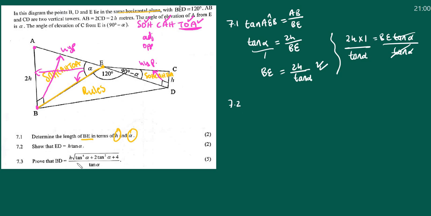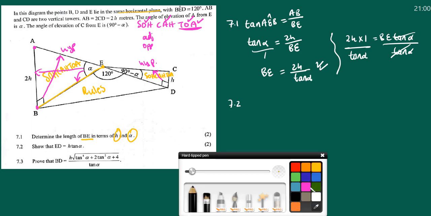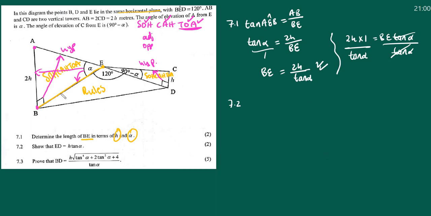7.2. Show that ED is H tan alpha. Which one is ED? Now, one thing you must always do: label the information that you get on the diagram so that you won't get stuck. If you don't label, trust me, you might get stuck. So now what do we want? We want ED. Look at ED.